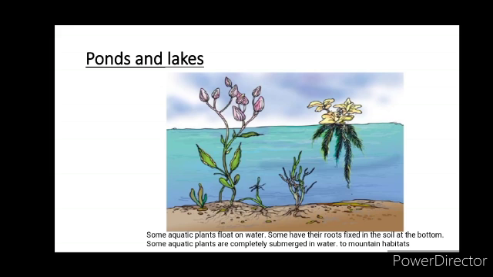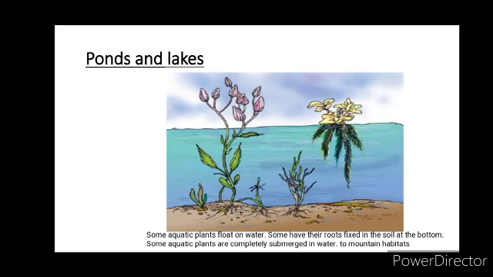The next aquatic habitats are ponds and lakes. Have you seen plants growing in ponds, lakes, rivers, and even some drains? Give a visit to a nearby pond if possible, and try to observe the kinds of plants that are seen there. Observe the leaves, stem, and roots of these plants. Some of these plants have their roots fixed in the soil below the water.